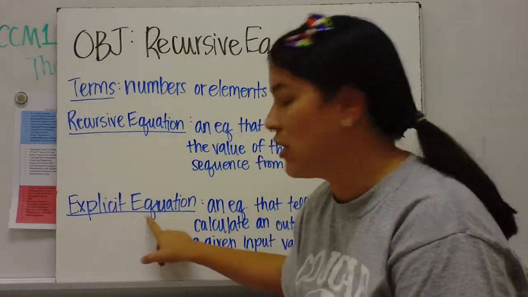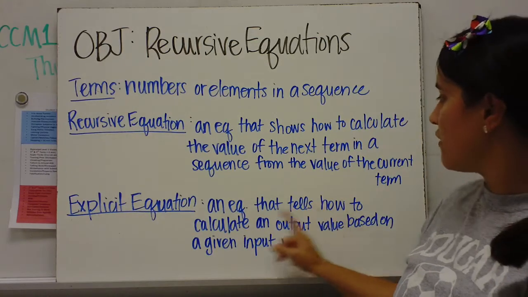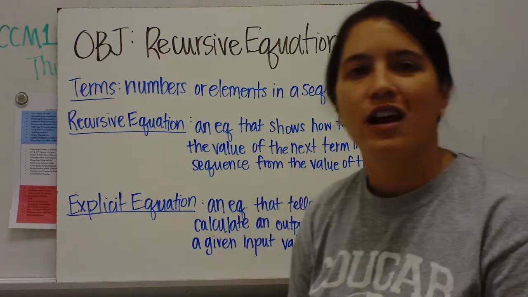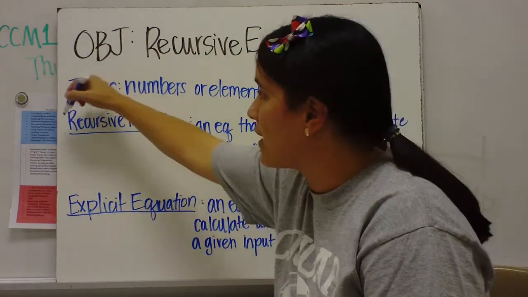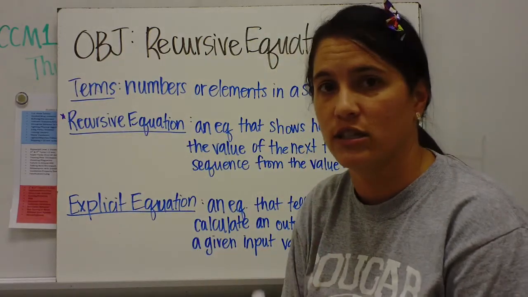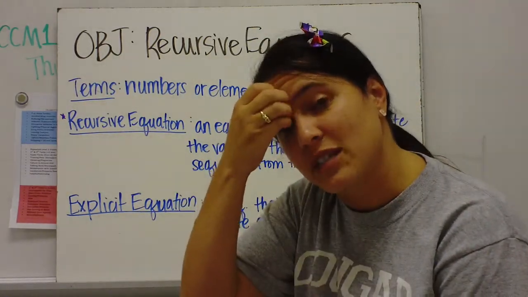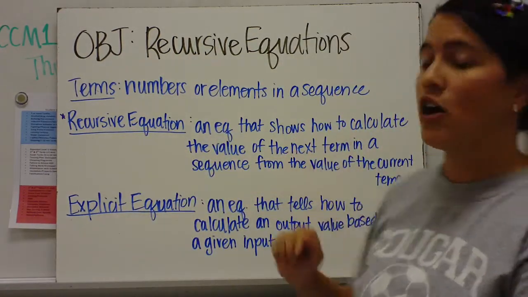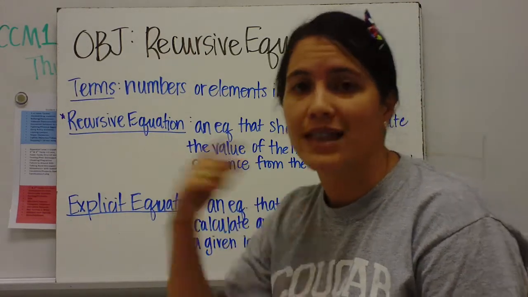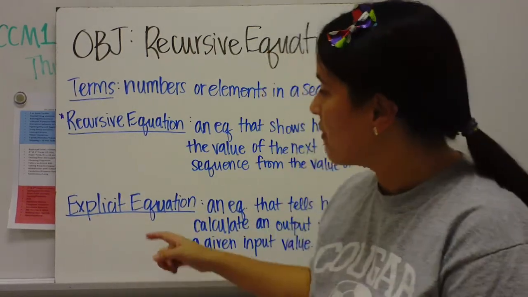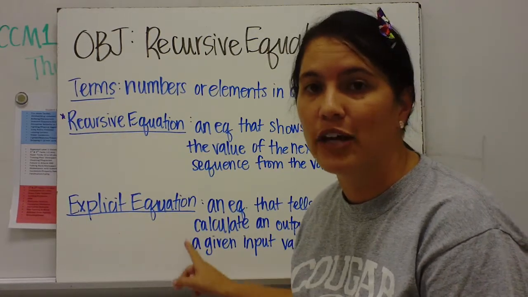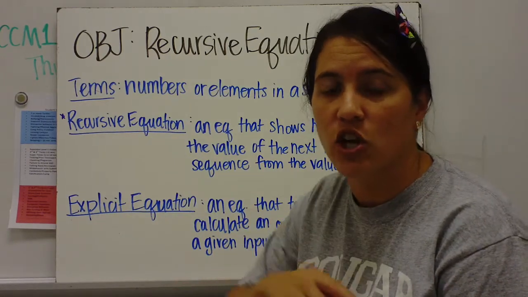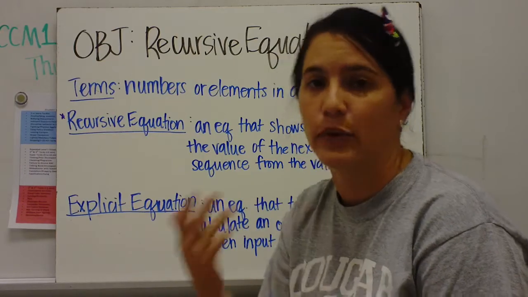An explicit equation is an equation that tells how to calculate an output value based on a given input value. So they're similar yet different. We are going to primarily, today, be talking about recursive equations. But you will eventually get to explicit equations. The main difference is in a recursive, you get the next term from the current. So you take the current term and you get the next one. An explicit equation is an input-output, where you have an input and you're going to get an output. It doesn't necessarily mean the term and then the current and the next one. It's just any input gives you an output.